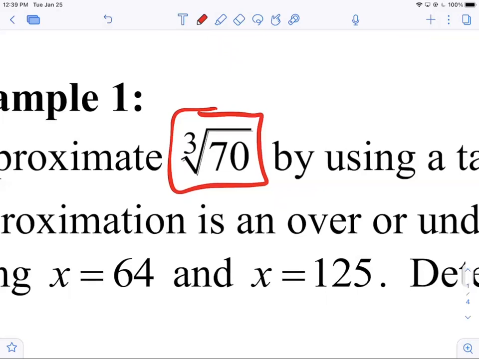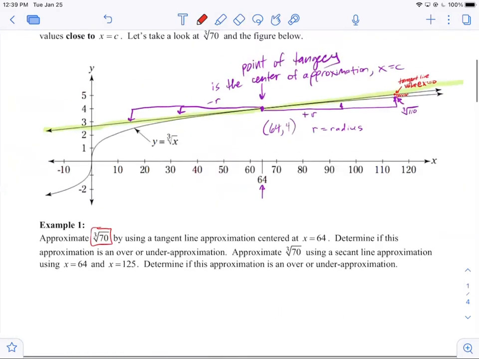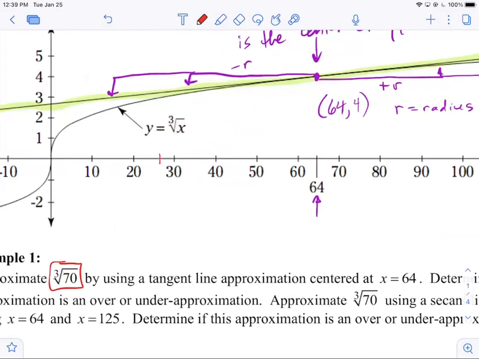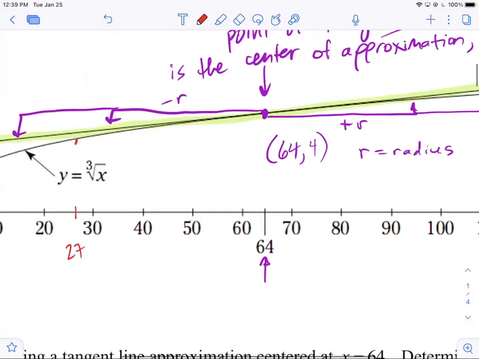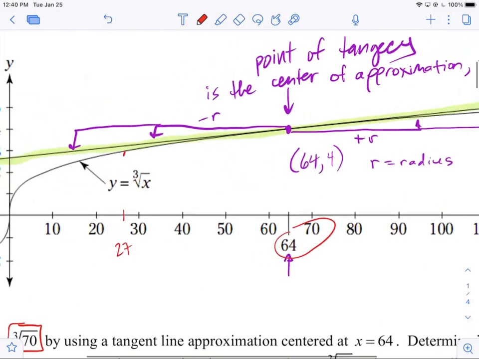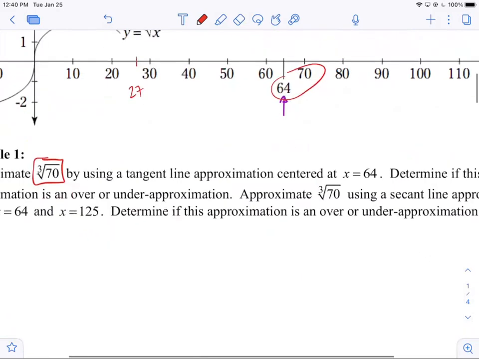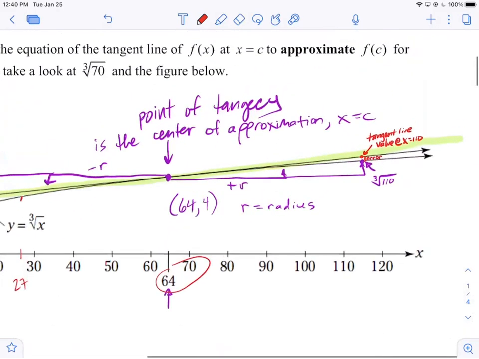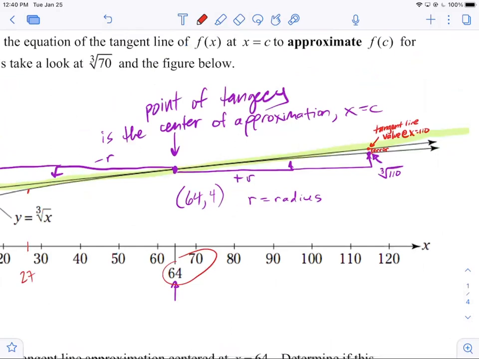Well, 3 cubed is 27. That's not too far away. But hey, 4 cubed is 64, and that's closer to 70, right? So we would choose 64 as our center of approximation. And now all we've got to do is write the equation of the tangent line at 64. And once I have the equation of that line, I can plug in any x value I want, like I'm back in Algebra 1 class, yes?